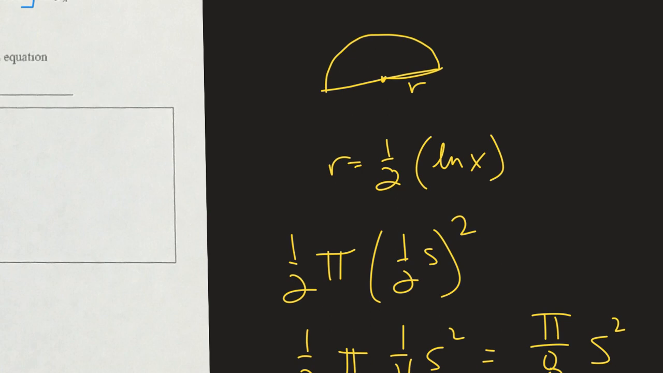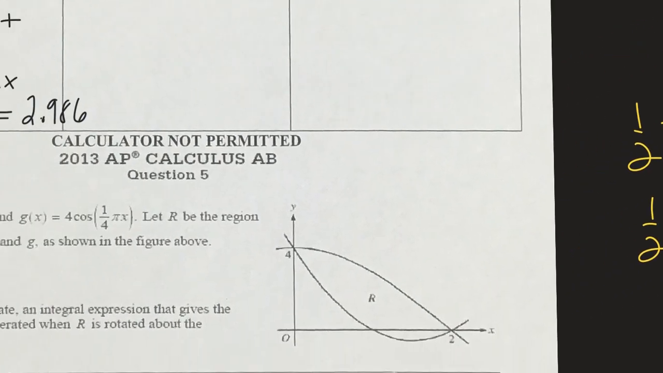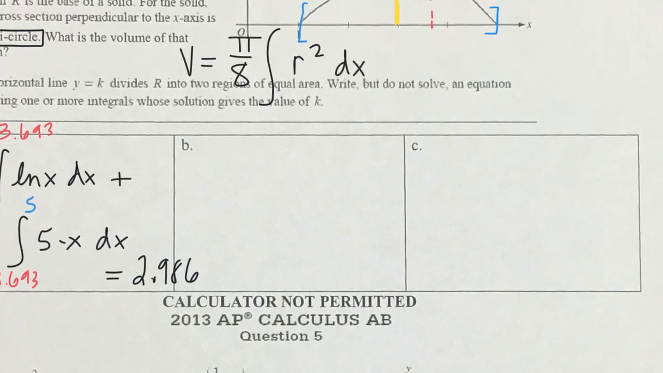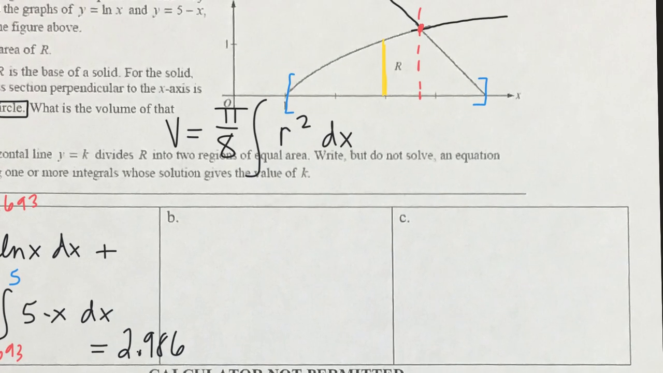Okay, so when it's semicircles, we're going to split this into two separate problems, just like we had before. We're going to take the natural log semicircles, and we're going to take the linear semicircles. So we're going to split this into two functions once again. Do the natural log one and then the other one. So natural logs here in red.